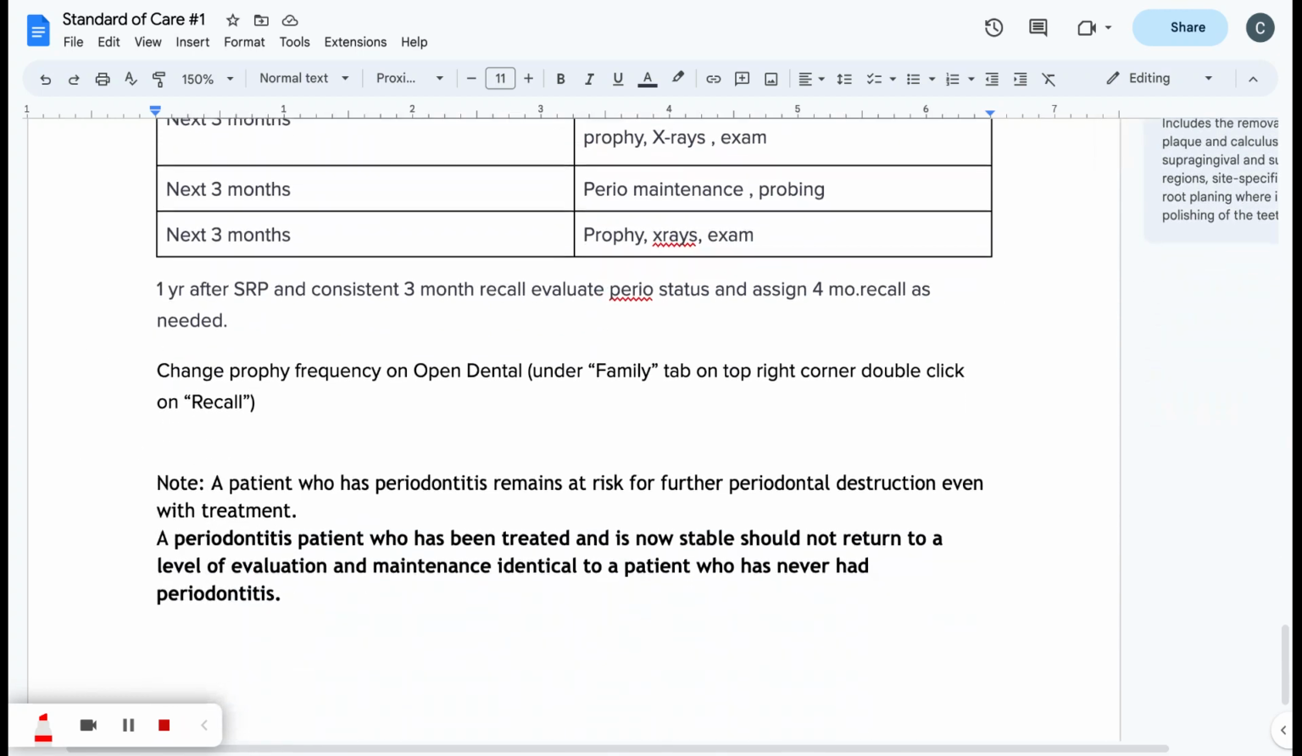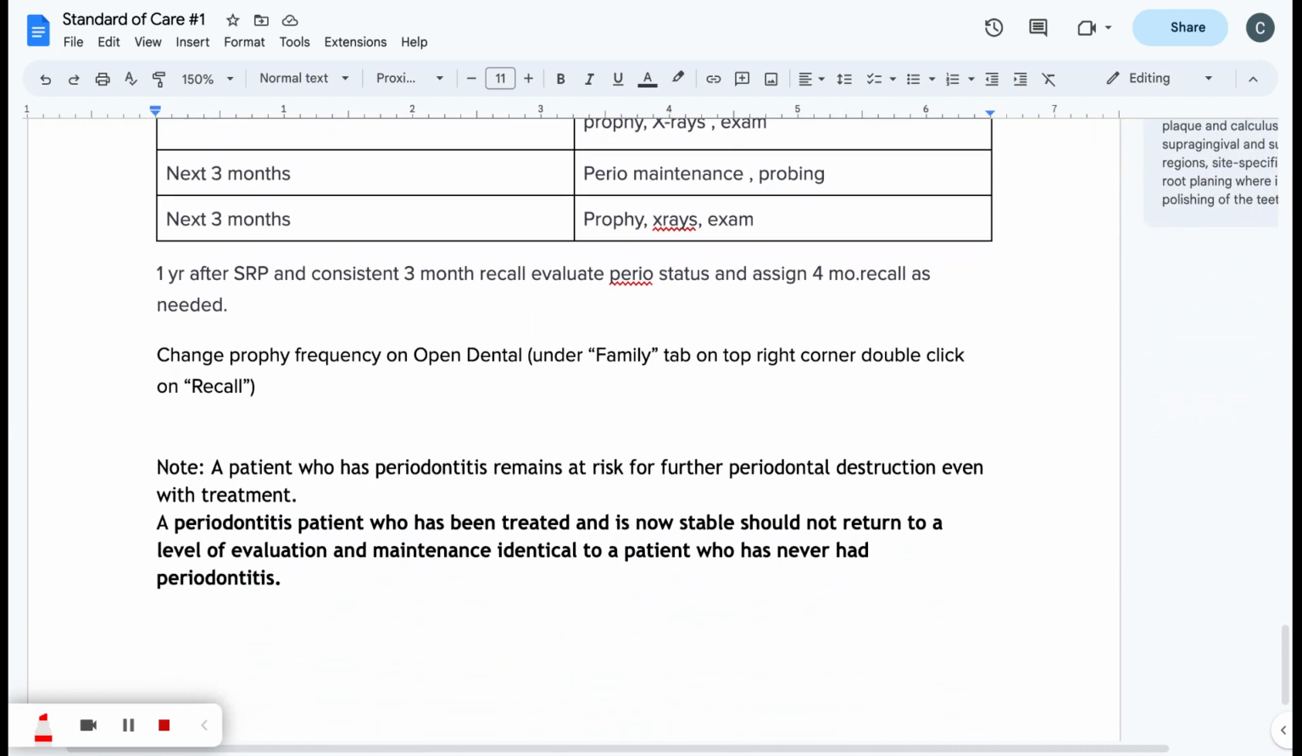After the patient has completed SRP and the patient has been compliant with the 3-month recall, we can reevaluate the perio status and we can make changes. We can then assign a 4-month recall if it applies.